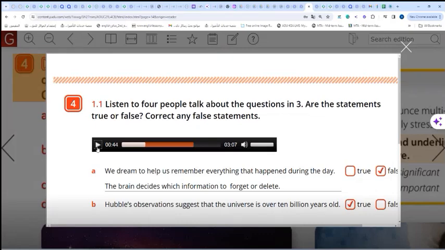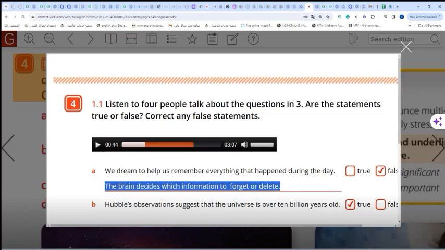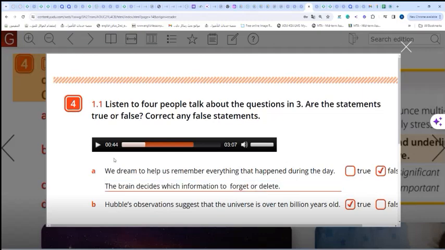Okay, so, we dream to help us remember everything that happened during the day. Is that true or false? False, teacher. So what is the correct statement? The brain decides which information to forget or delete. Yes, okay. So the brain decides which information to forget or delete. Okay? What about number 2?